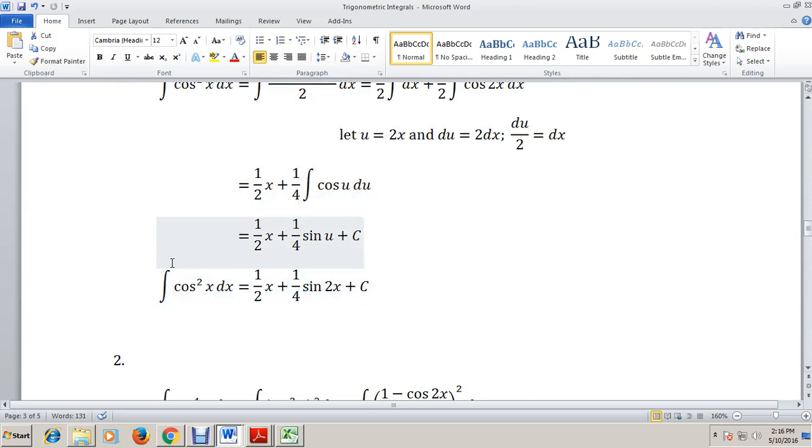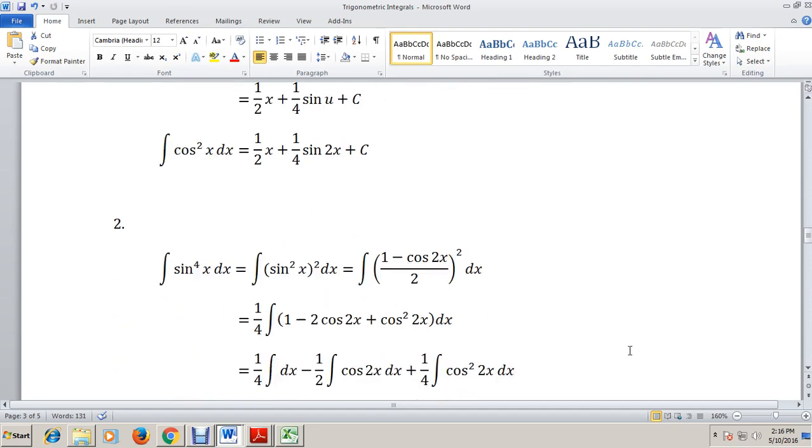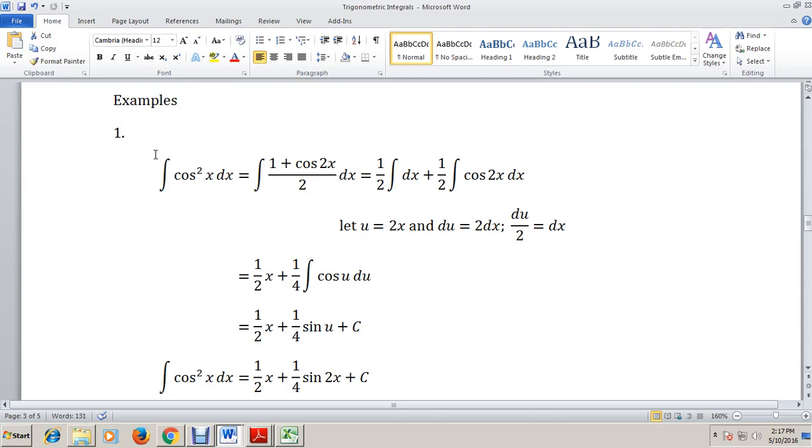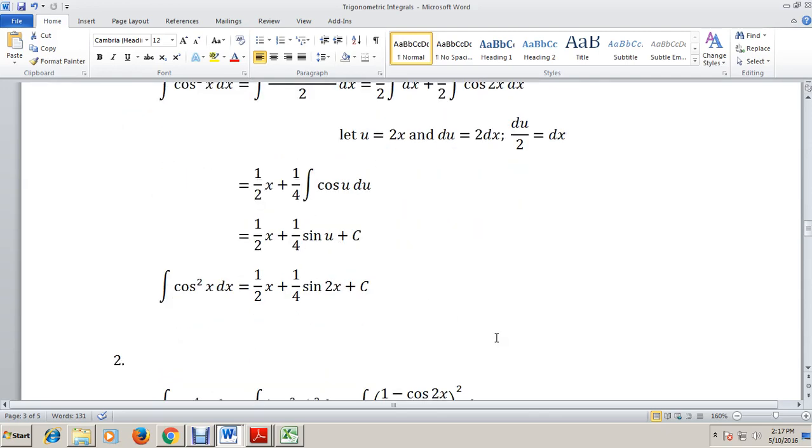So the form of the integral of cosine square x dx gives us 1/2 x plus 1/4 sine 2x. Meaning, if we have cosine square u, this becomes 1/2 u plus 1/4 sine 2u, then plus c. Remember that this form, cosine square u, is the one that we presented as example number 1. So we just replace u with x.